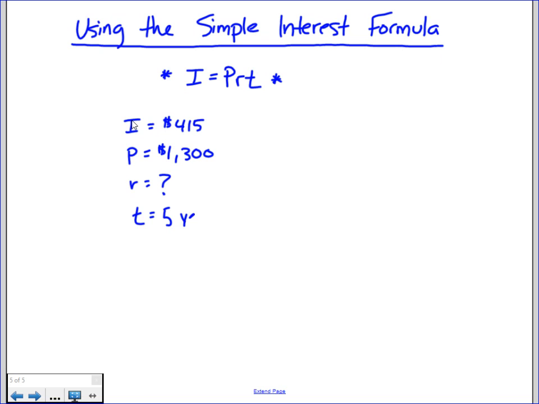So basically what this example is saying is that we have $1,300 in some account. After 5 years, it has gained $415 in interest. What was the interest rate on that account? So remember, using the formula here, I equals PRT. That means that $415 needs to equal 1,300 times my rate, which I don't know yet, times 5.